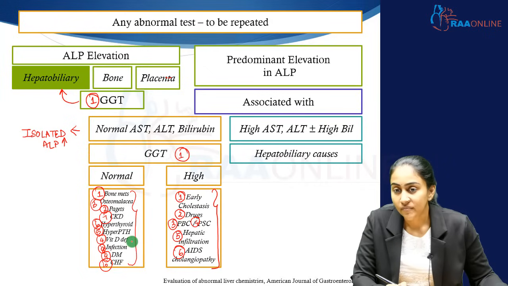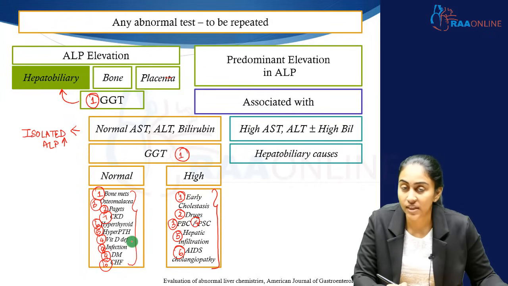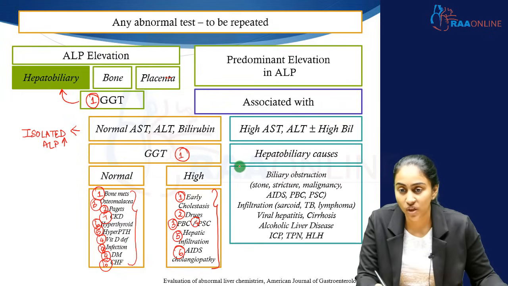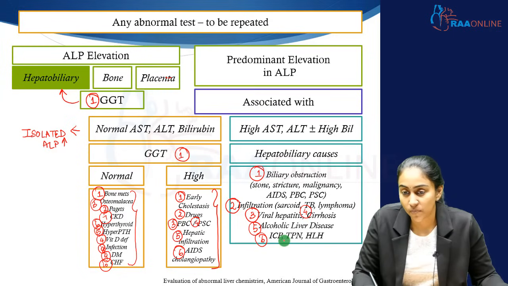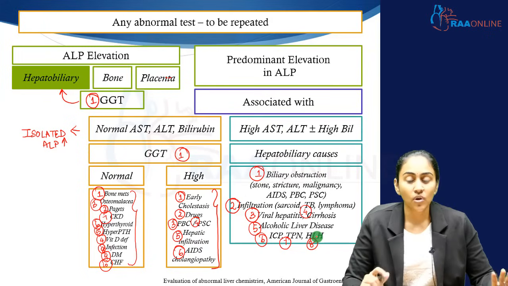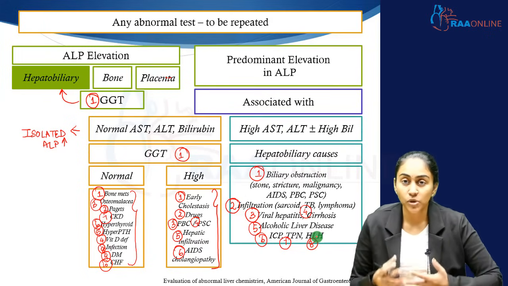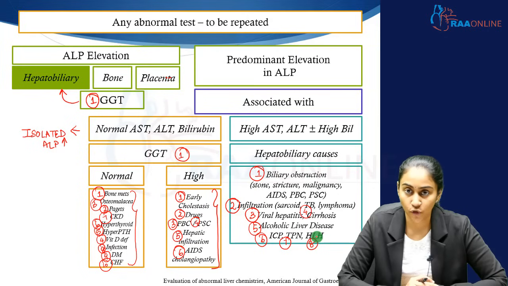Now, if your elevation in alkaline phosphatase is associated with other liver function test abnormalities, then this is pretty straightforward. One, it could be biliary obstruction, so we need to image the patient. Two, it could be an infiltration in the liver like sarcoid, TB, amyloid, lymphoma. Three, it could be viral hepatitis, cirrhosis, alcohol-related liver disease, intrahepatic cholestasis of pregnancy, total parenteral nutrition, and hemophagocytic lymphohistiocytosis. These are all the different causes of hepatobiliary increase in alkaline phosphatase.